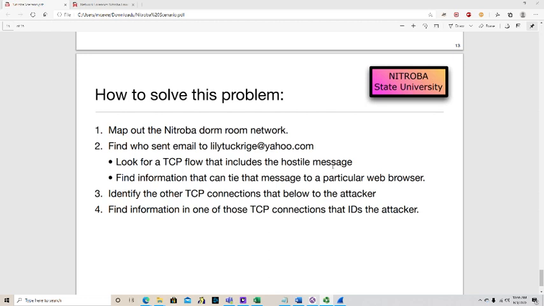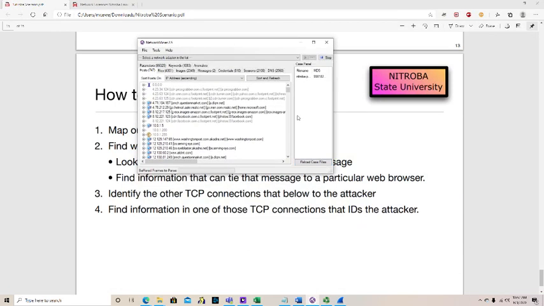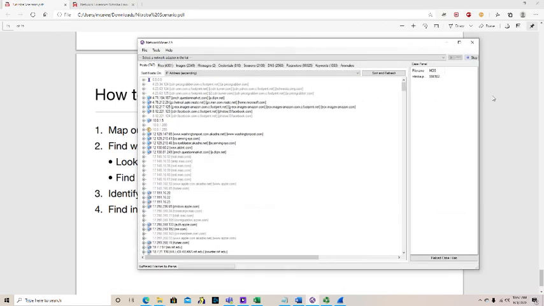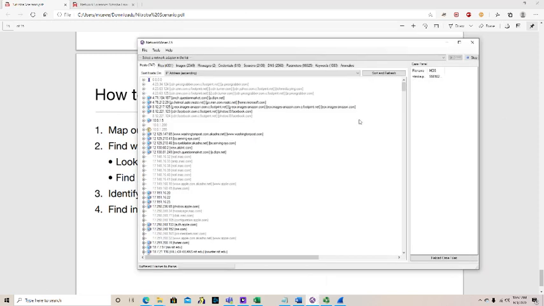We have 2 primary programs that we can utilize. There are others that we can use as well, but we're going to be working with these 2 primary programs. They are Wireshark and our other friend here, Network Miner. So how do we go about dealing with this problem?